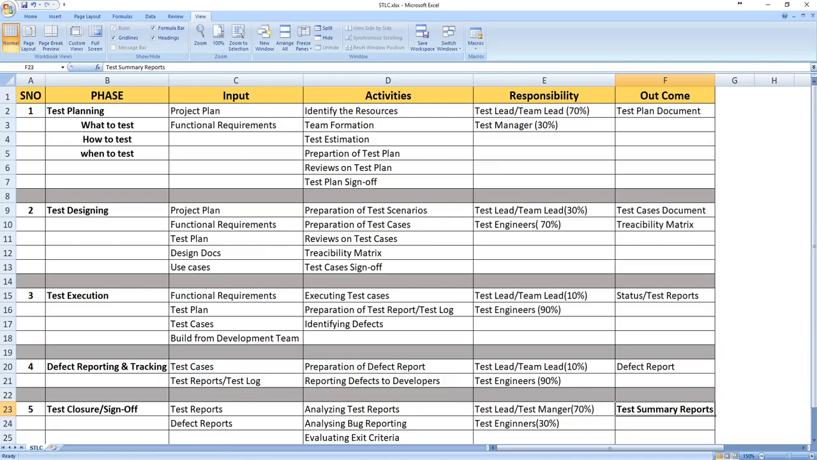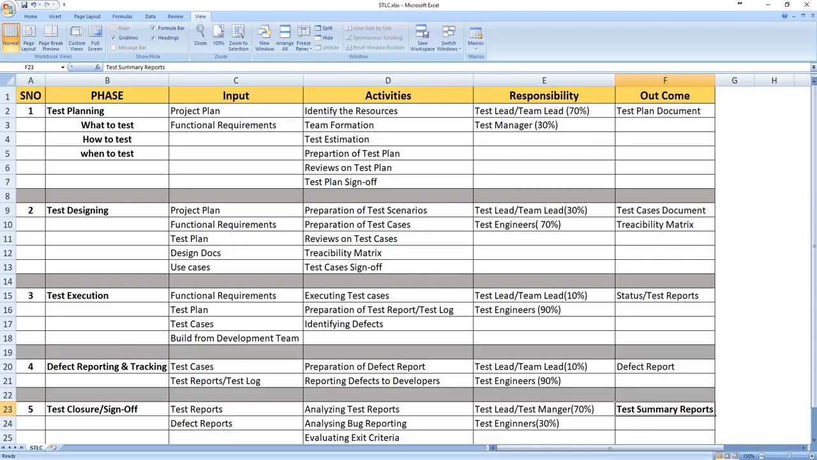What are the different phases? What are the inputs required? What activities are we going to perform as part of the phase? What are the responsibilities and what kind of people are involved? And what is the outcome of that particular phase? Is it clear, Deepa? Any questions on this? So this is the STLC process.